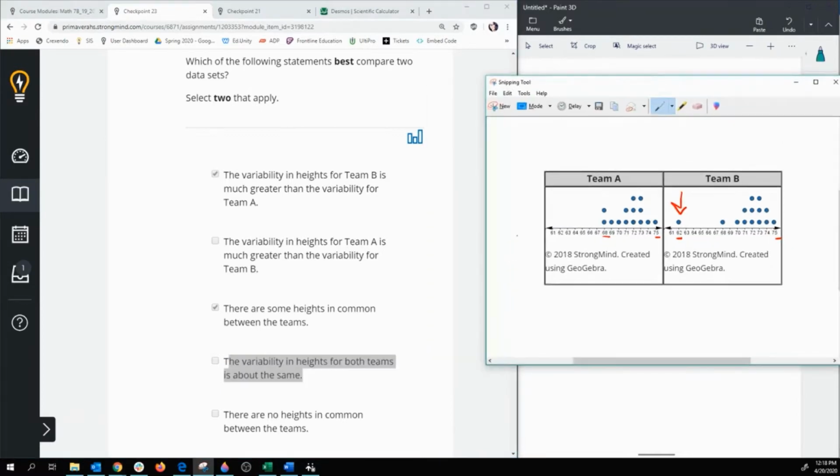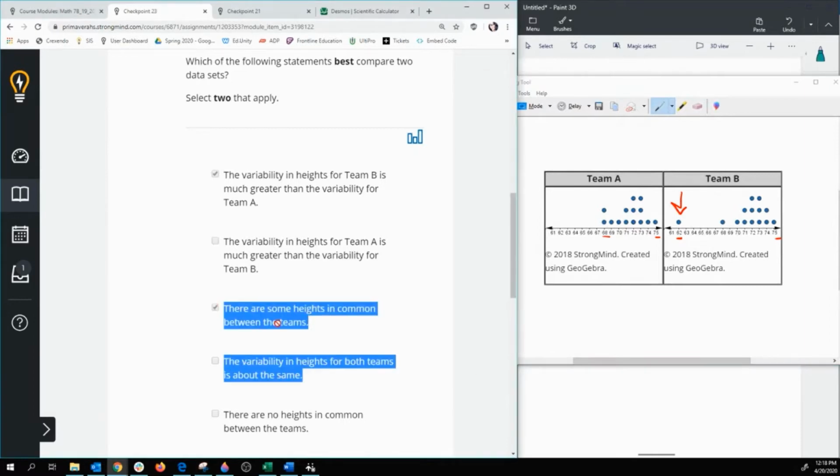And as far as heights go, there are some heights that are in common between the two teams. So there are some heights in common between the two teams, and the variability in heights for both teams is about the same. So those would be our two answers.